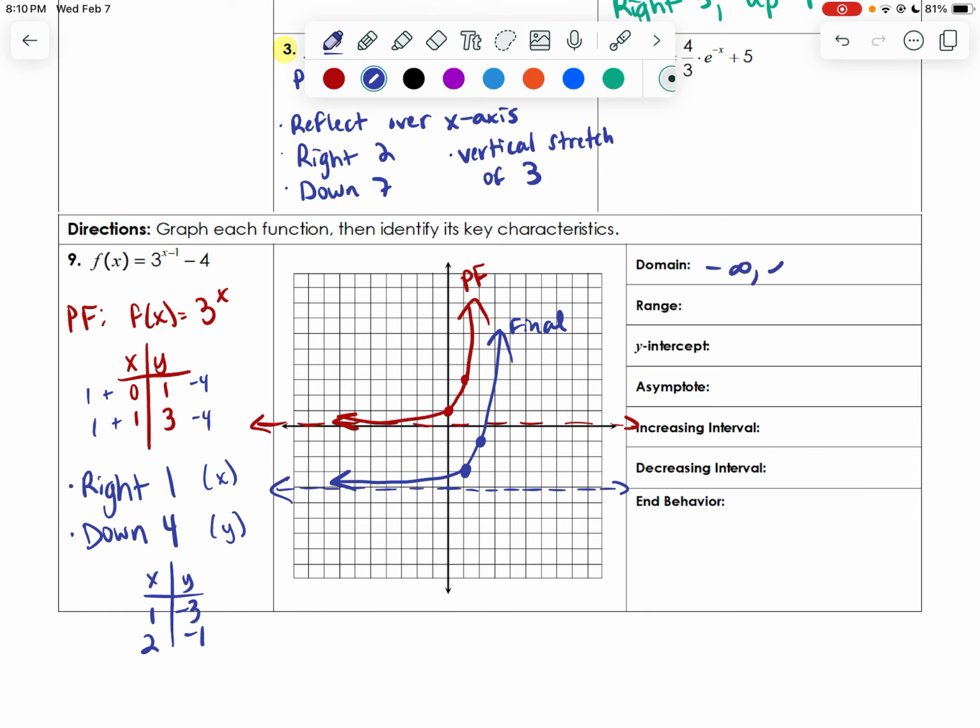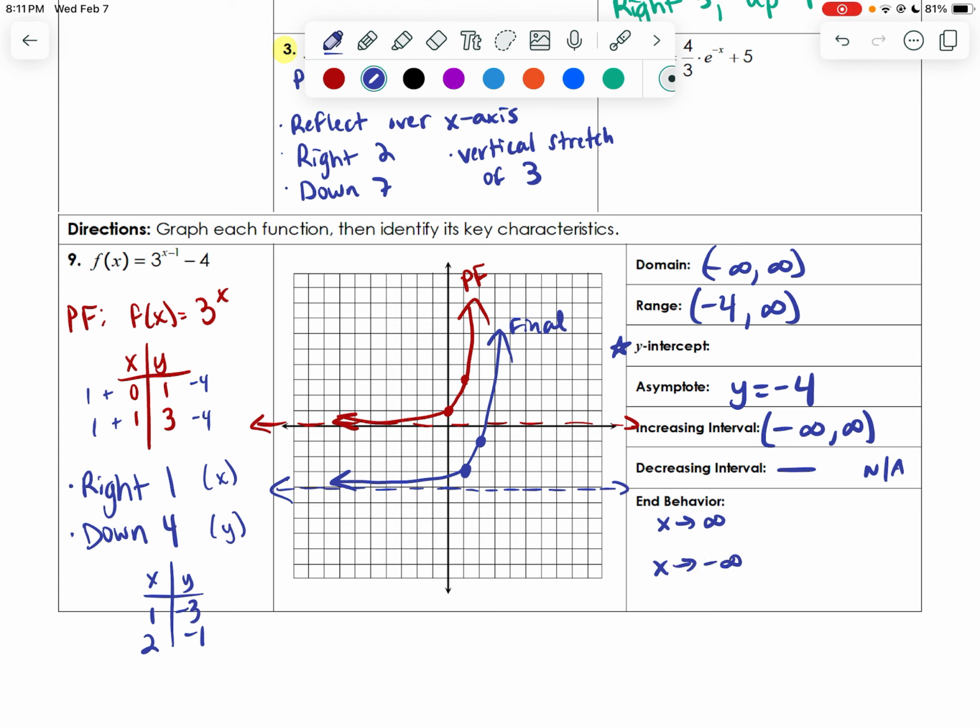So domain is all real numbers. Now the range of the final, we shifted everything down 4. So now it's -4 to infinity. The y-intercept, I'm going to come back to that at the end. That's going to be a little trickier. Our asymptote, we shifted that down 4. So now that's the line y equals -4. This graph is increasing on all x values. It's never decreasing. And then we'll do end behavior.